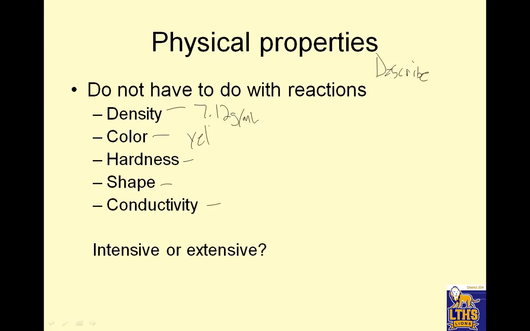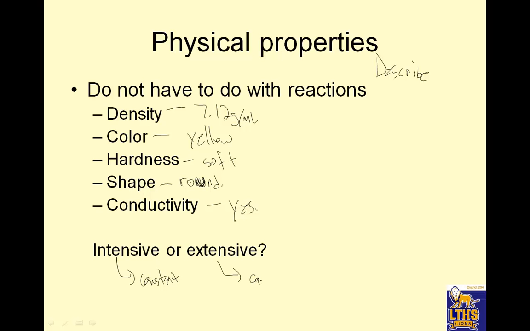Color, gold is yellow. I'm colorblind, and I even know that. Gold is very soft. I can leave tooth marks in it if I chewed on my gold ring. Shape, it's my ring. It would be round. I forget what you call a ring for geometry, but whatever. Conductivity, yes. If you stick your ring in a light socket, it will go bzzz and hurt. Intensive or extensive. Remember when I said intensive is constant?